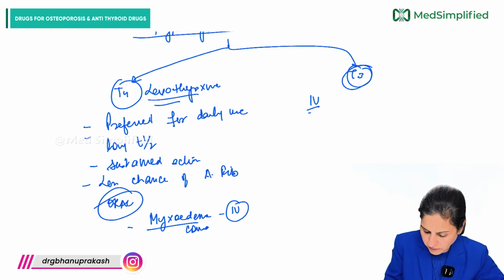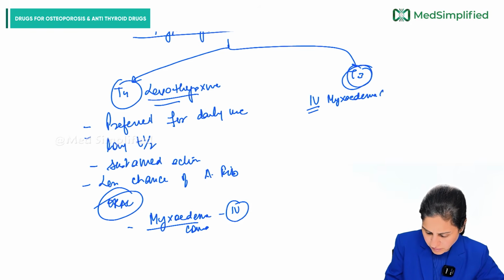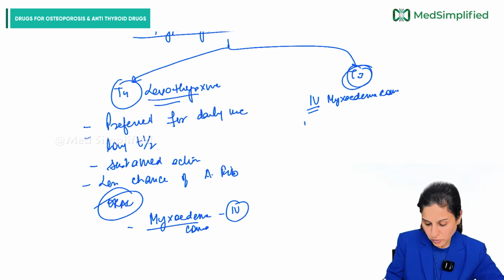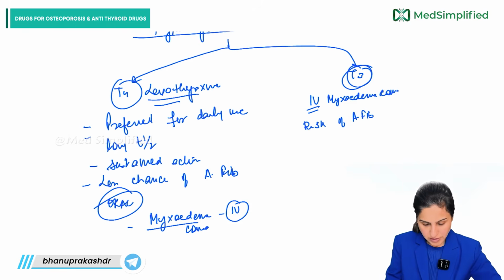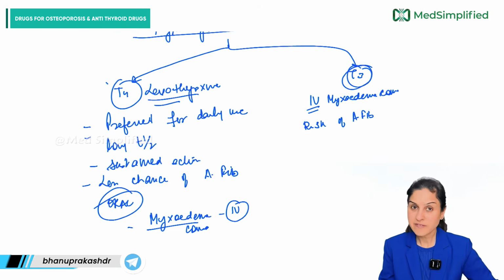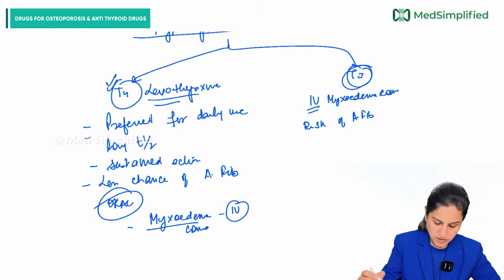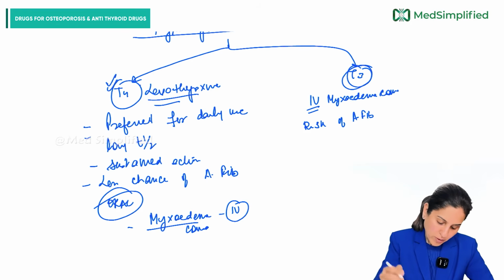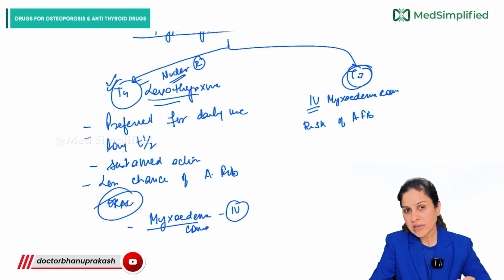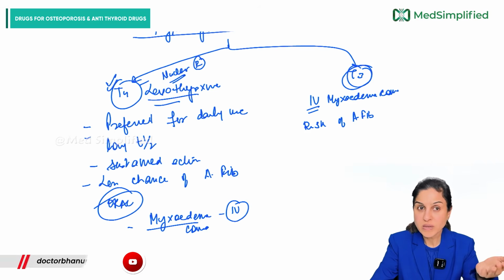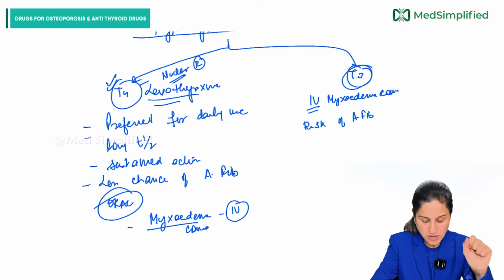Now T3 can also be given by the IV route only in an emergency like myxedema coma, not for regular use, because there is a risk of atrial fibrillation. That is the most important thing that we need to be worried about here. So T4 is preferred, right? And another important thing: because they have nuclear receptors, the effect will not be seen immediately. So we need 4 to 6 weeks for the effects to be shown. That is very important for these drugs.